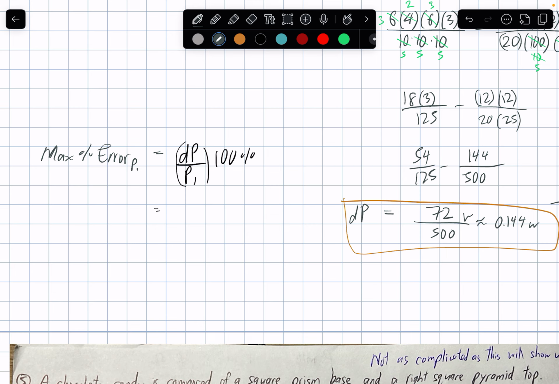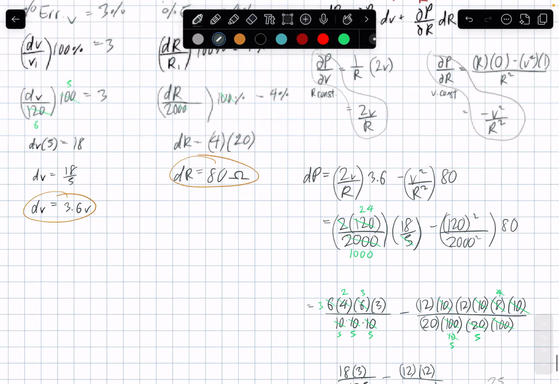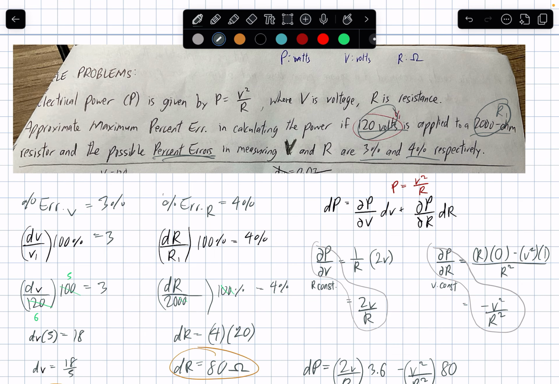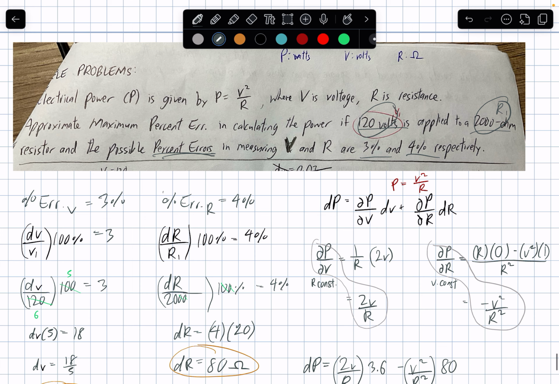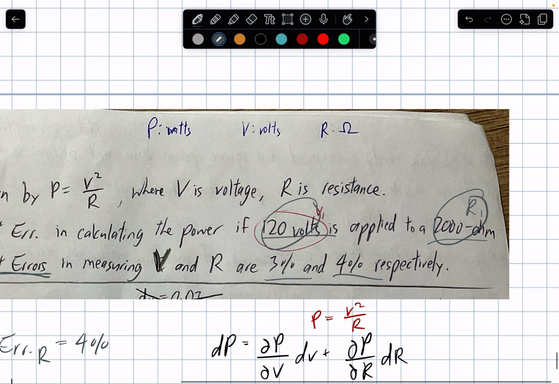At this point, I think you can see a pattern. dP over P1 times 100. Always times 100 if percent error is involved. So dP is 72 over 500. I'd place the fraction form instead of the decimal since we're going to cancel anyway. P1 is what? Is it a provided value? I think it is implied. Looks like, yes.